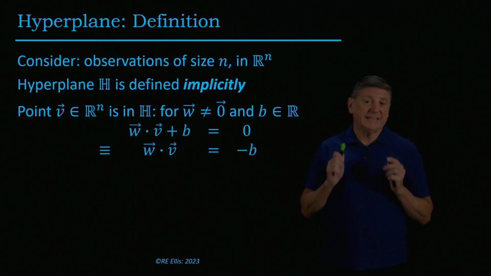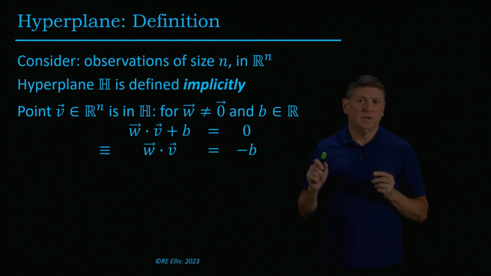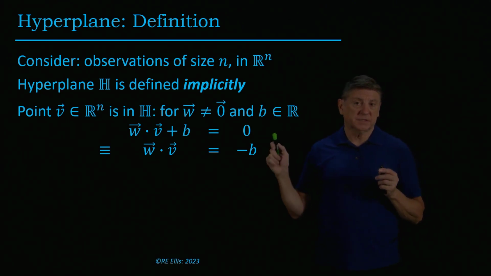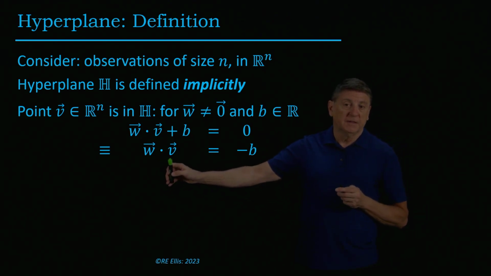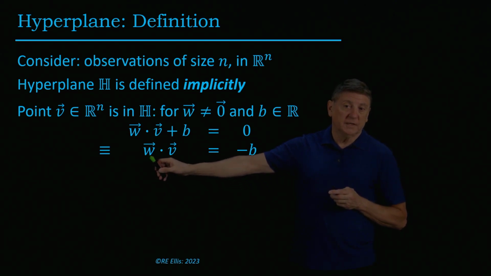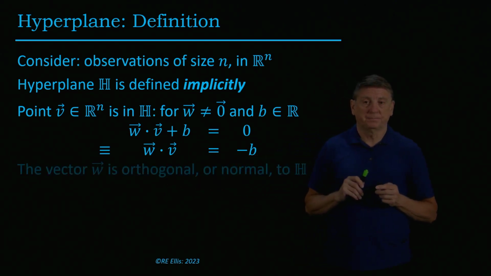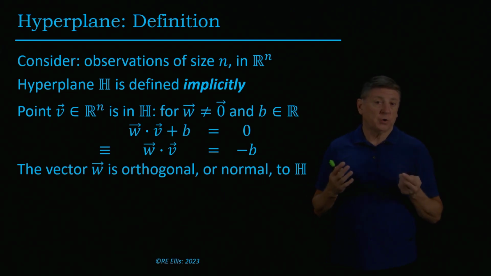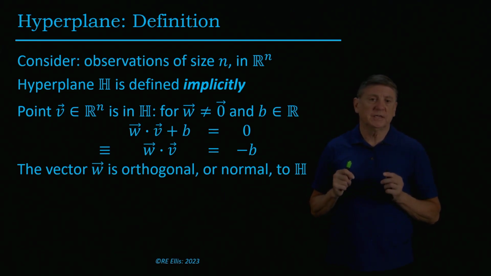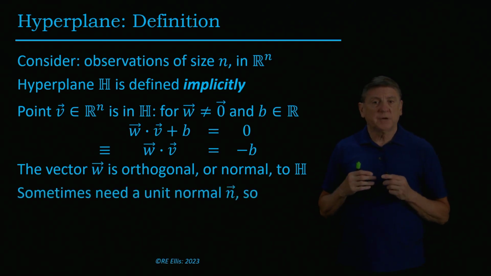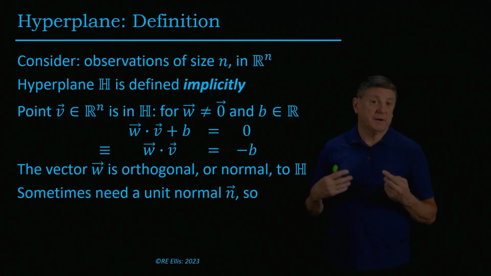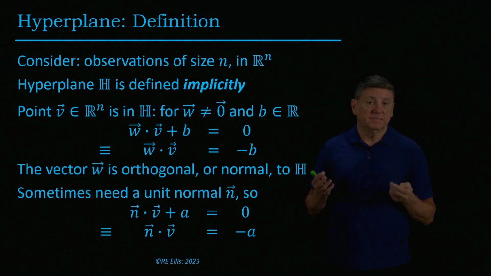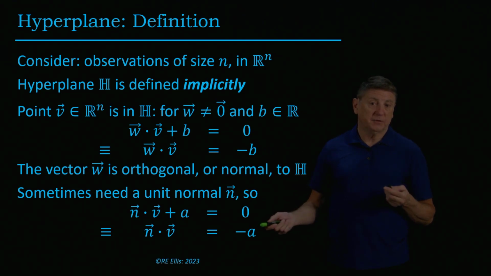And we'll say that a point is in the hyperplane means that the dot product with the normal plus the scalar is exactly equal to 0. This is equivalent to saying that the dot product of any vector that's in the hyperplane with the hyperplane normal is exactly minus b. This means that the vector is orthogonal or normal to H. In 2D and 3D, you can think of W as being perpendicular. Sometimes we need a unit normal, n, so what we do is we take our original W and divide it by the magnitude, and that gives us a vector that we'll call n, and then that, of course, will change this value b to a value that we'll call a.